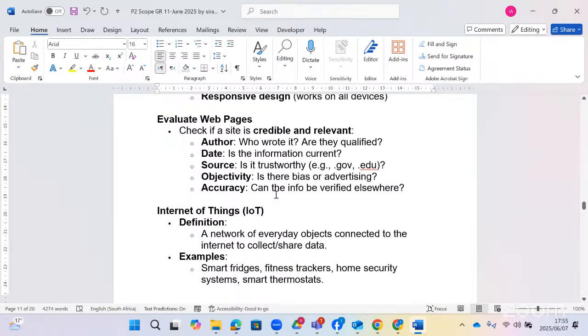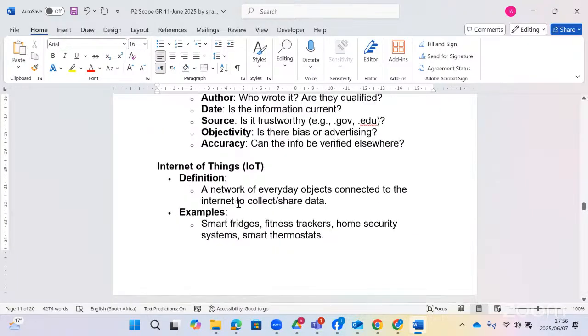When you get any information, how do you evaluate it? You must evaluate by using the author: who wrote it, are they qualified? The date: is the information current? You will need this for your pet as well. You must do this for your pet. The source: is the source trustworthy? Objectivity: is there bias or advertising? And then accuracy: can the information be verified elsewhere or in another website? So these are the factors, or the criteria, used to evaluate a good web page.